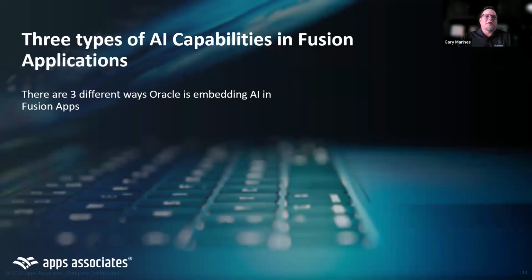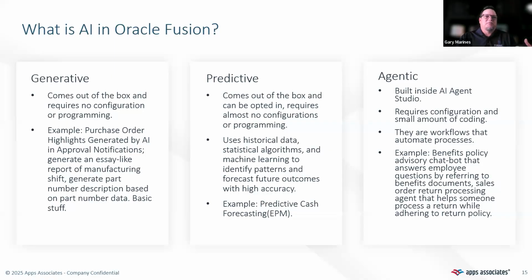Okay, so what I want to start out with is, what are the three types of AI capabilities in Fusion applications? What is AI on the Fusion side? We have to look at it three ways: generative, predictive, and agentic. Generative AI generally comes out of the box, doesn't require any configuration or programming, and it is creating things on your behalf. Examples are highlights of a purchase order, helping you define an item description, and summarizing a sourcing abstract. Those are things Oracle delivers out of the box. You don't really have to set it up. It just shows up on the screen on your behalf, and you can choose to use it or pass on it in some cases.